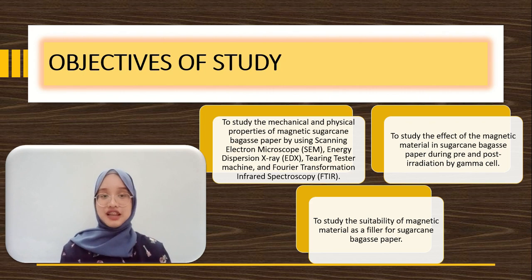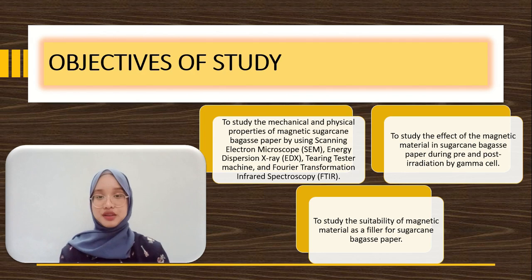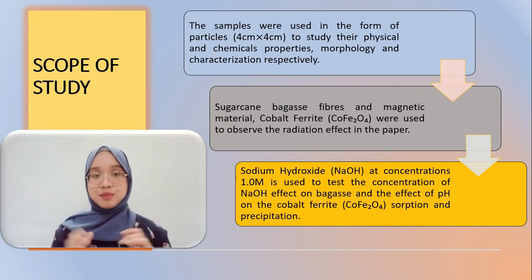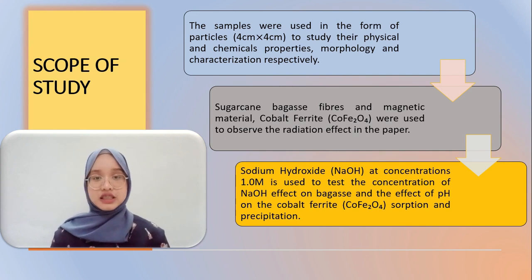Next, to study the effect of the magnetic material in sugarcane bagasse paper during pre- and post-irradiation by gamma cell. And finally, to study the suitability of magnetic material as a filler for sugarcane bagasse paper. For scope of study, this study focuses on sugarcane bagasse fiber resources.